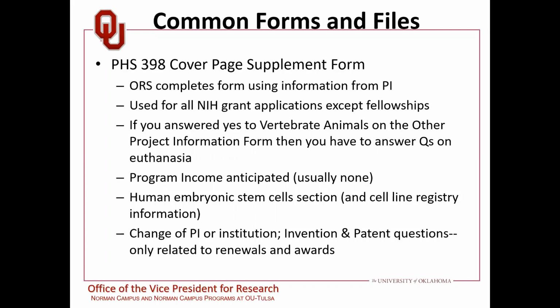If you answered yes to vertebrate animals on the other form that we talked about, there will be a couple more questions here on vertebrate animals. For example, are they going to be euthanized and how are you going to do that? If you have program income that's going to be generated with the project, they want to know that. If you're using stem cells, you have to provide the registry number. And you won't see this on the submission, but if it's a renewal or an award and you're trying to change the PI or the institution, you'll provide some information there.